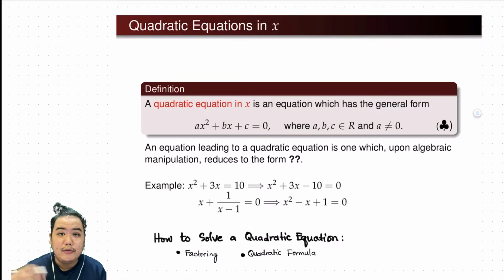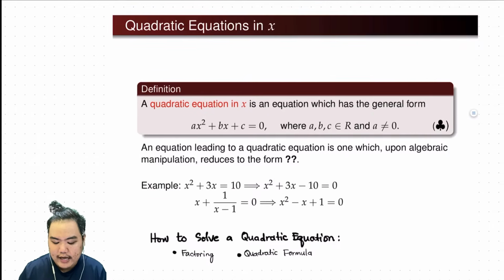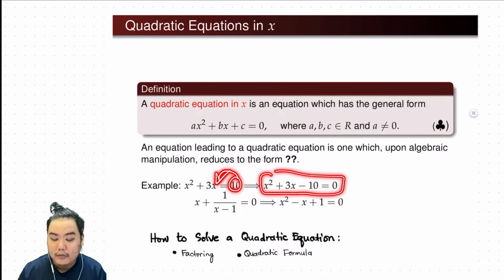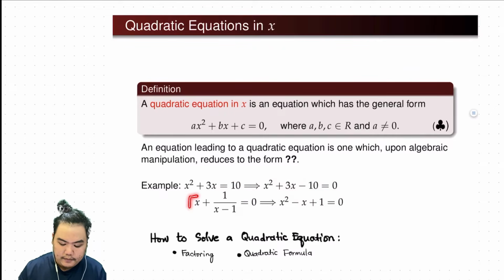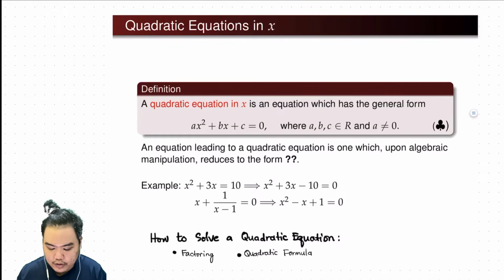So, kapag meron kang equation, minanipulate mo, naging quadratic equation, ang tawag doon is an equation leading to a quadratic equation. So, example niyan, eto. Pag nilipat mo yung 10 sa kaliwa, quadratic equation. Eto, may mga fraction. Pag nag-multiply ka both sides by x minus 1, and nag-combine ka ng mga like terms, distribute, we'll get this, a quadratic equation. So, these two are examples of equations leading to quadratic equations.